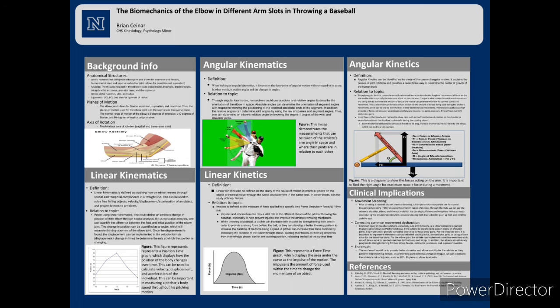The end result would be to provide better shoulder and elbow mobility for the athlete as they perform their throwing motion. By preventing joint stiffness and muscle fatigue, we can decrease the athlete's risk of injuries and UCL injury.